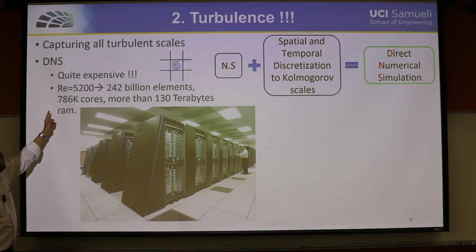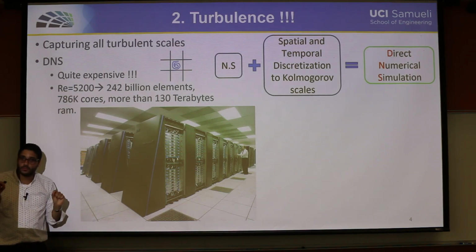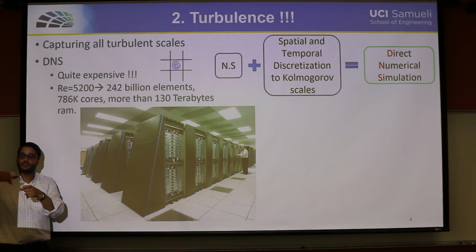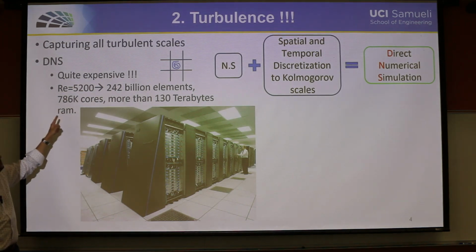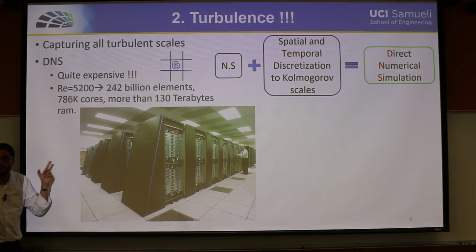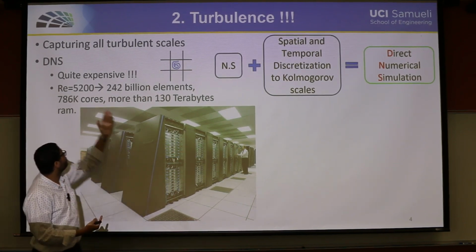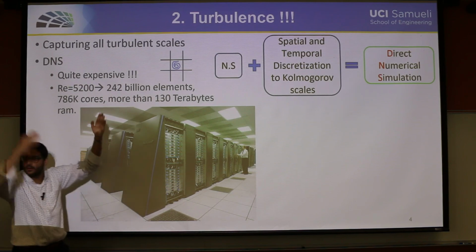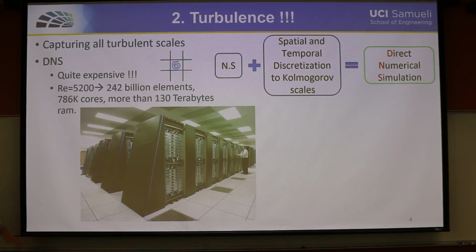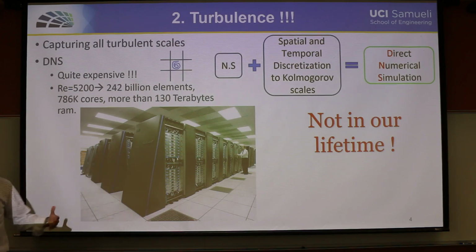And they needed 786,000 cores. In other words, if you have your i7 processor, it's composed of 7 cores. They needed 786,000 cores of that, and more than 130 terabytes of RAM, not of storage, of RAM. They need the RAM to be of this order of size to invert their matrix, which is a 242 billion size matrix. Okay, you do this kind of simulation on a supercomputer like IBM Blue Gene, whatever.